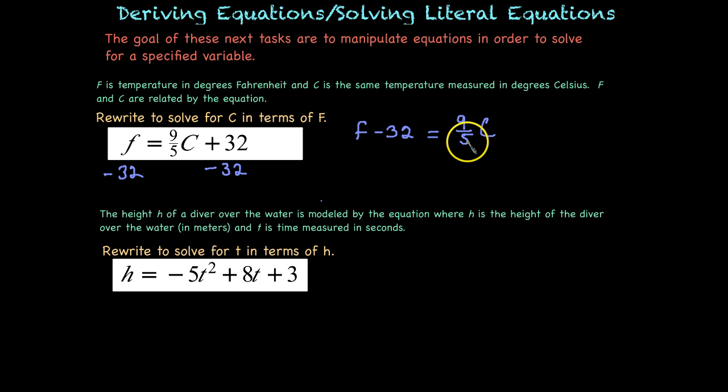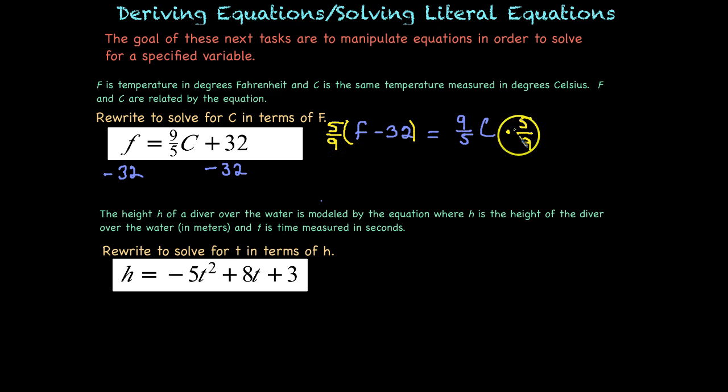Well, we could do it in two steps. We could multiply both sides by 5, since this is division by 5, and then we could divide both sides by 9, since this is multiplication by 9. Or we can do it in one step, and we can multiply both sides by 5 and divide by 9 at the same time. If we do that, we have to multiply this entire left side by 5/9.